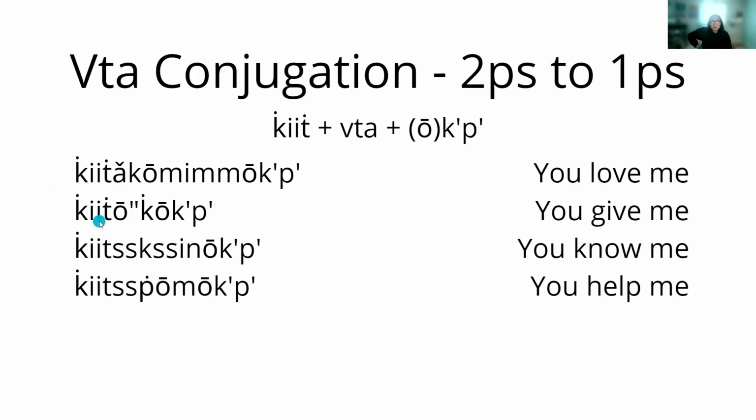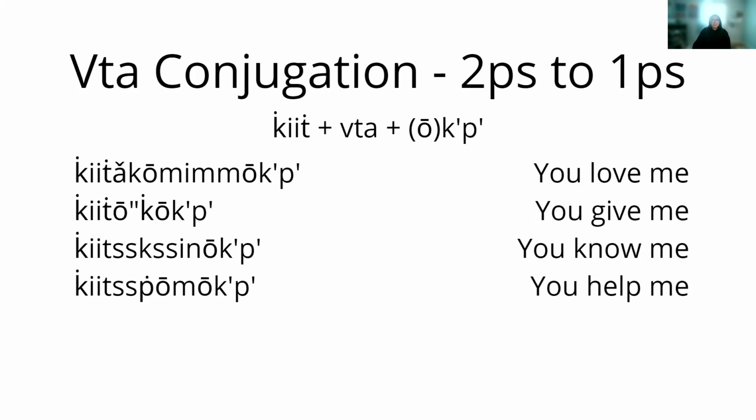You give me, kitokokshp. You know me, kitsksenokshp. You help me, kitspomokshp. And for these, what I'm really saying is oak and then ishpa, kind of. Okshp. And if you can't make that sound, then you could use an S to, for instance, say oksp.